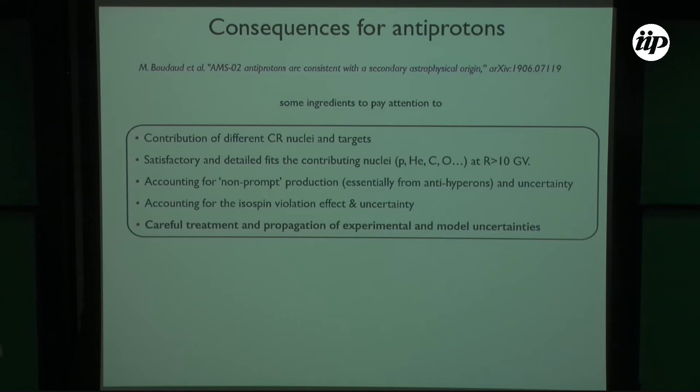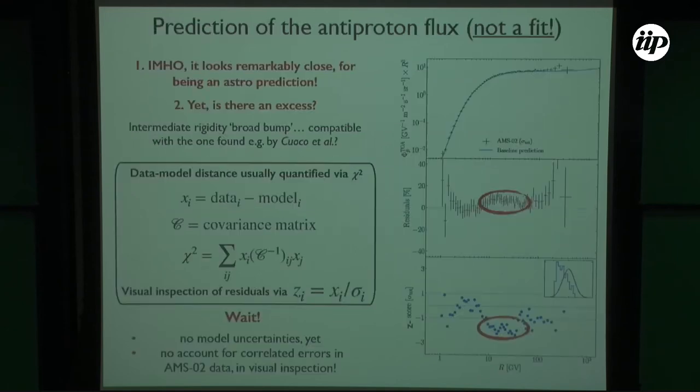Again, the crucial point is careful treatment of correlation of experimental and model uncertainties. And mutatis mutandis, we use the same approach that we did for boron over carbon for antiprotons. Plus there are some additional sources, like the interaction cross-section related ones. Now this is the prediction. This is not a fit. I insist on that. The blue curve here is a prediction. No free parameters. And the black points are the data.